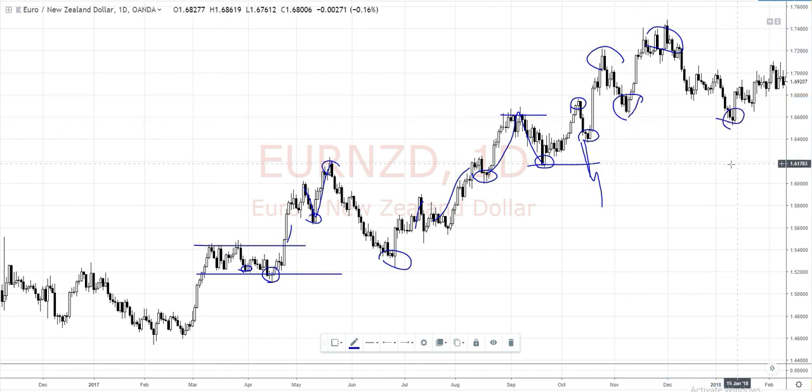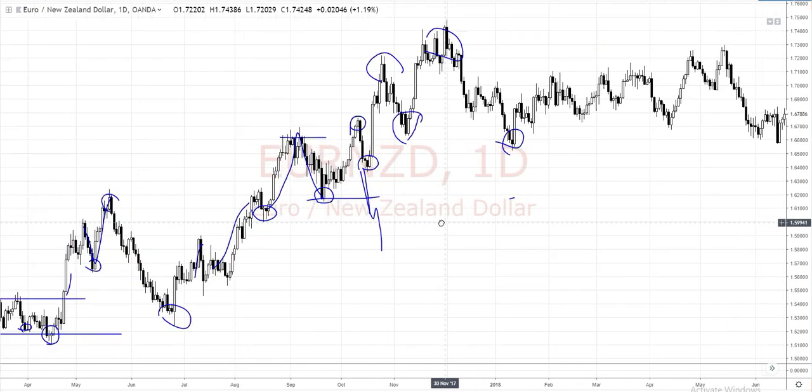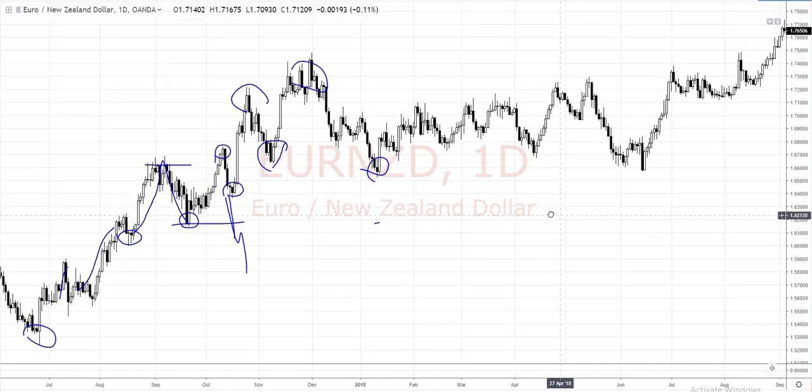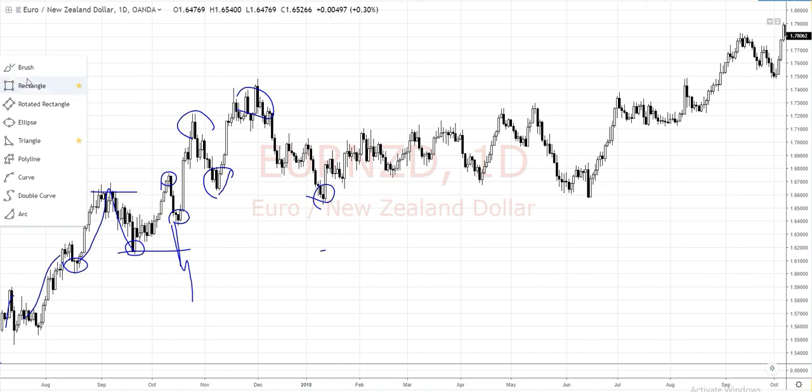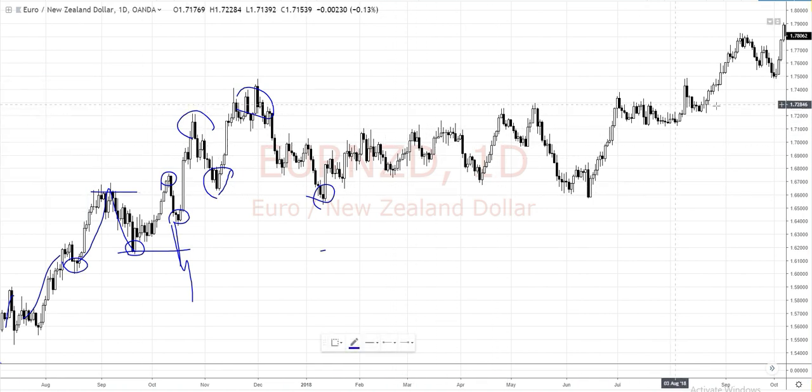So let's see how price reacts to this level. Price moves, and yes, it continues its uptrend because it managed to break above this last swing high. What we want is that, let's say for example, all these things didn't play out.